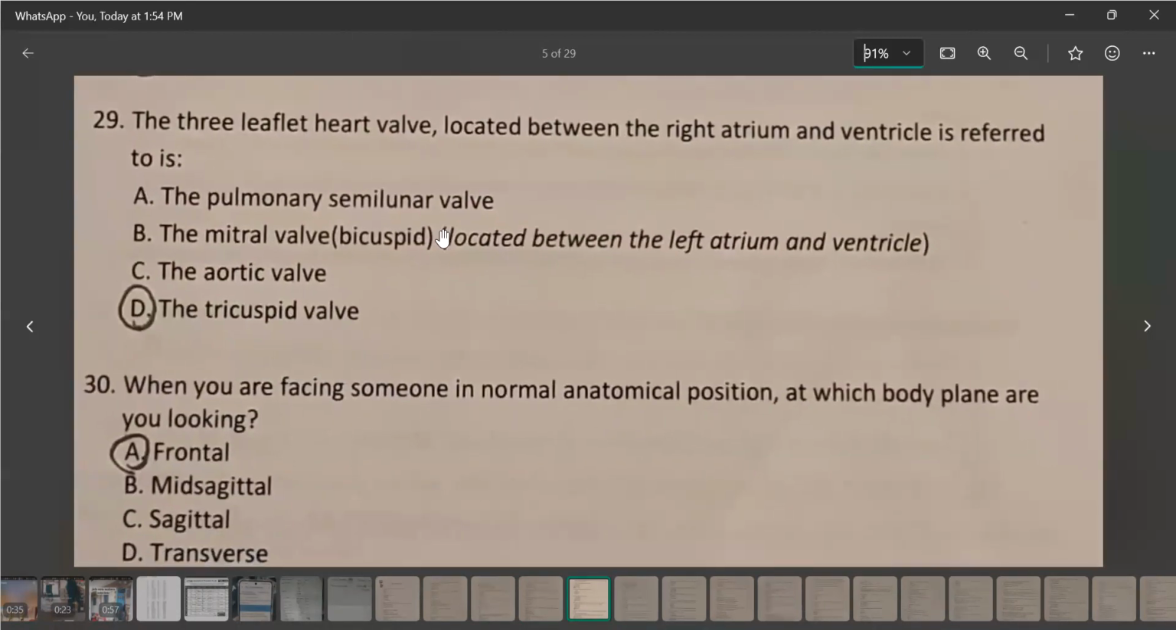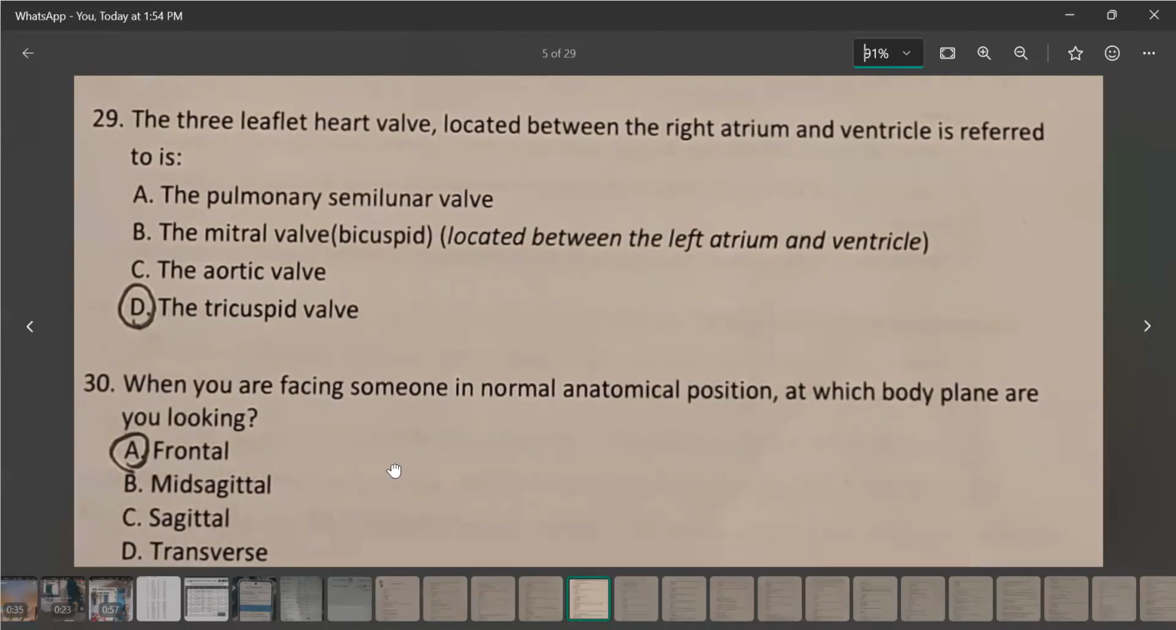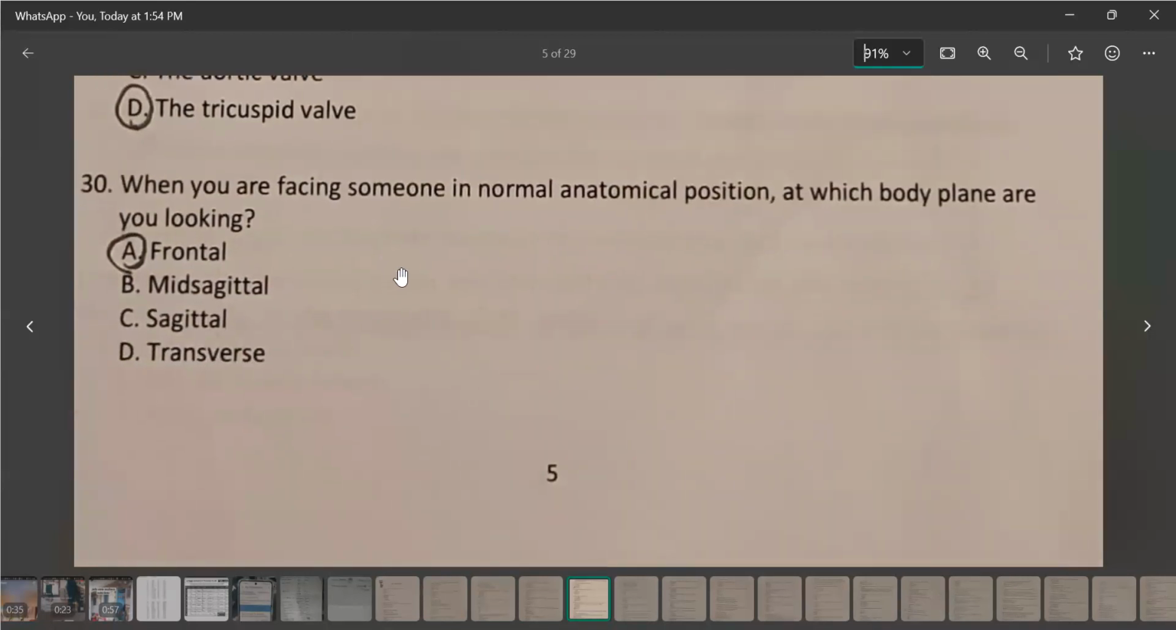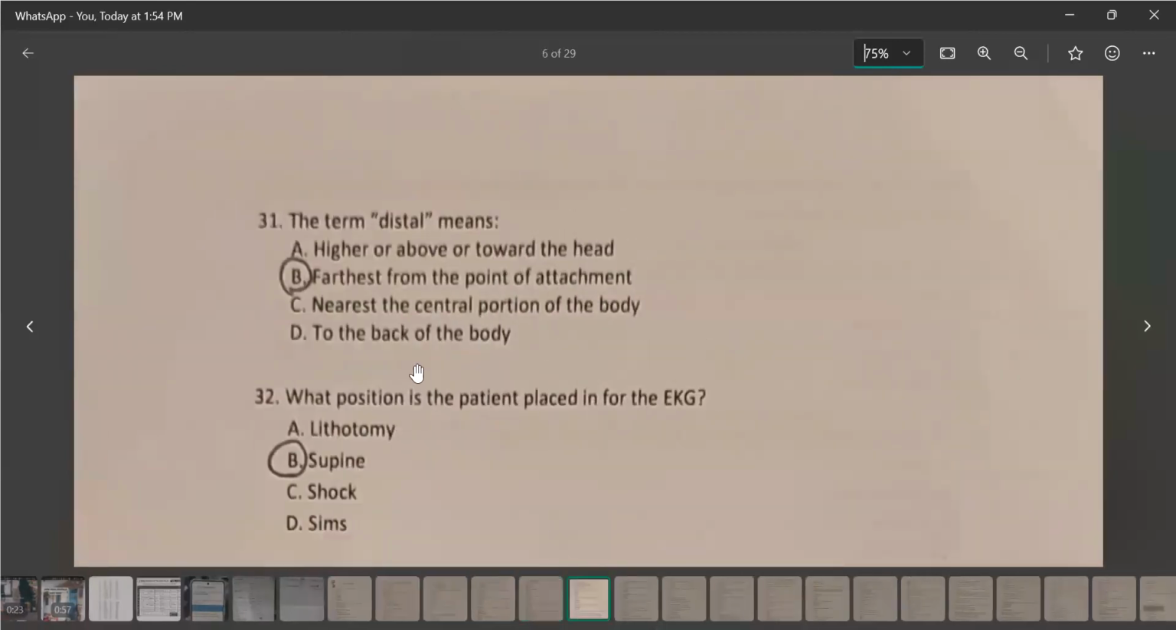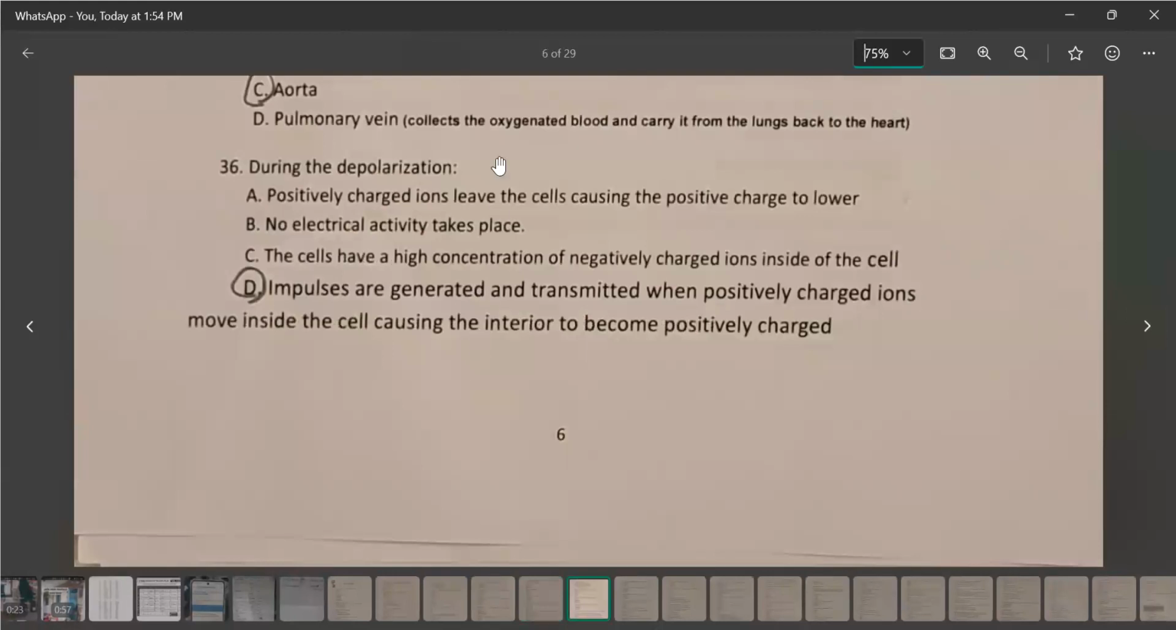The three-leaflet heart valve located between the right atrium and ventricle is referred to as the tricuspid valve. When you are facing someone in normal anatomical position, at which body plane are you looking? Frontal. 31. The term distal means farthest from the point of attachment.